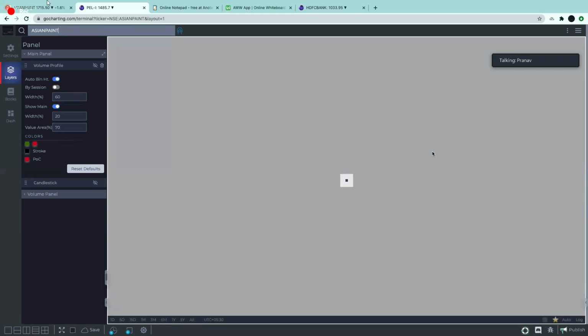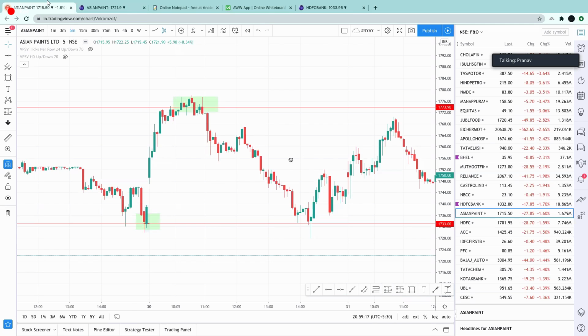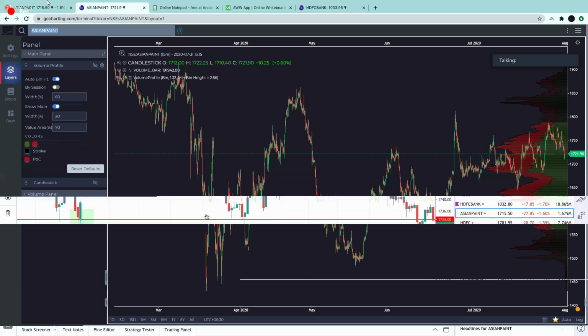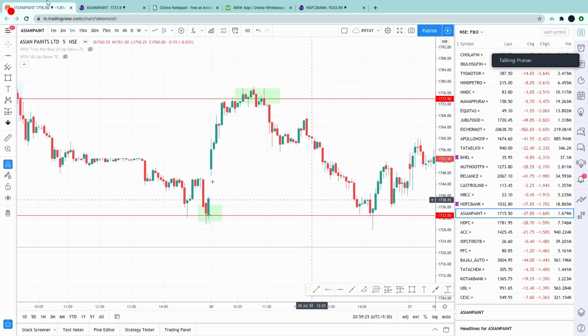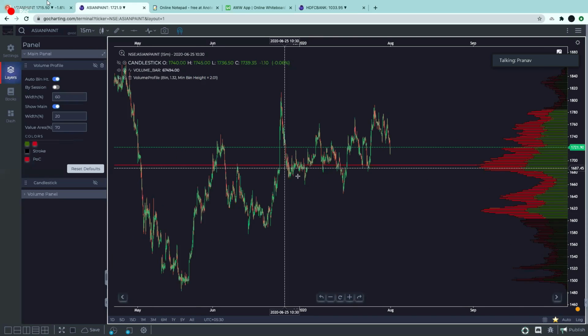So I'm going to come on Asian Paint on the same chart and go charting, because I understand most of you may not take TradingView Pro. So again, I'm on Asian Paint. Let me see which day this is. This is 29th of July, 29th of July on Asian Paint.